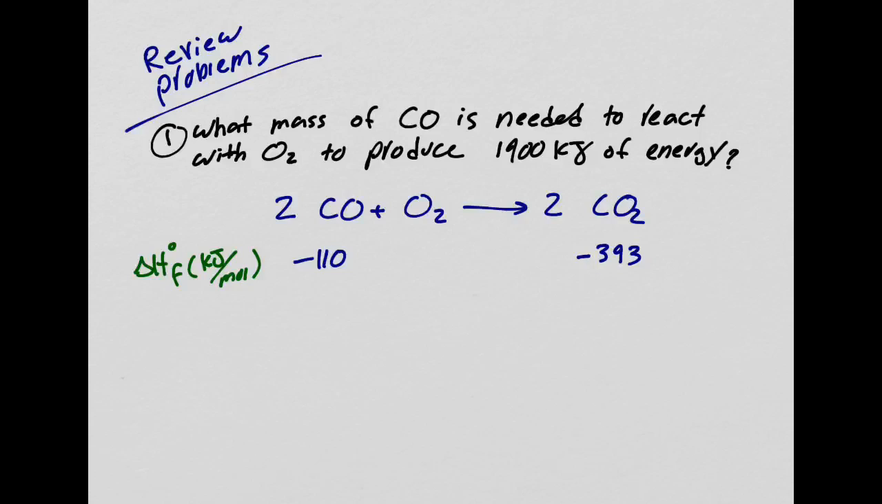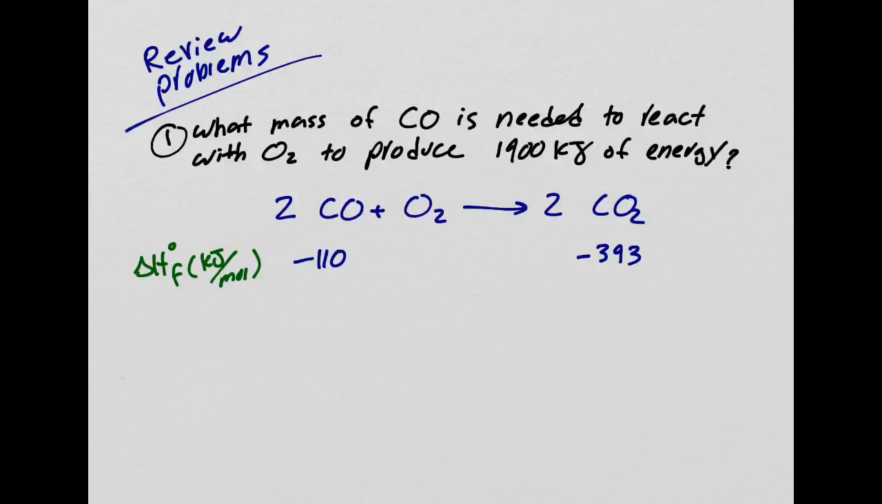After I put up each problem, pause me, do the problem, and then unpause me, and then let's go over the answer together. It says, what mass of carbon monoxide is needed to react with O2 to produce 1900 kilojoules of energy? Now, what I've given you here is the delta H of formation.